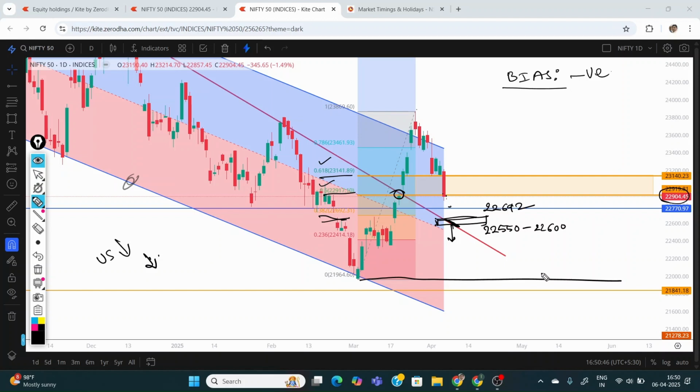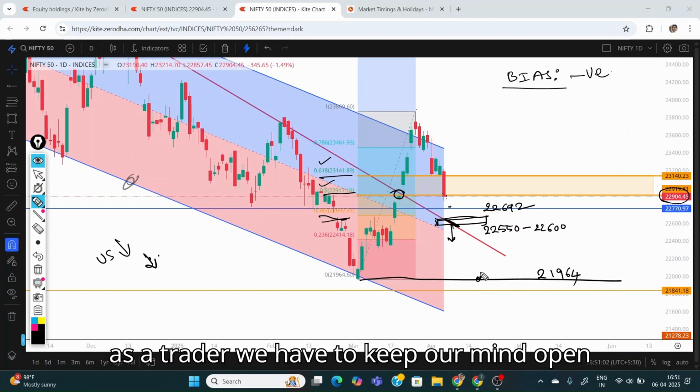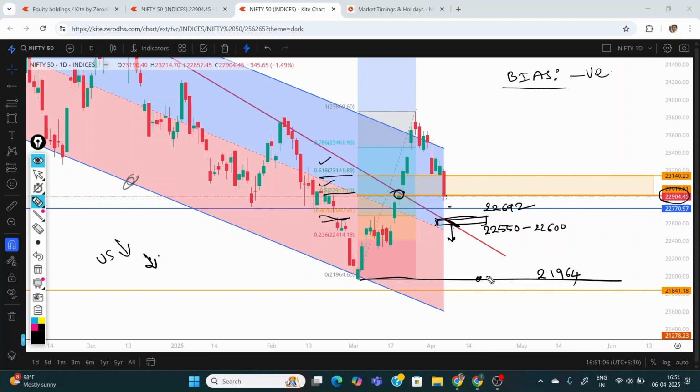Once this level is breached and Nifty starts to close below this line, the testing of the previous low, that is 21,964, is imminent. Once this level is tested, we cannot say whether it will bounce or go further. So as a trader, we have to keep our mind open for both possibilities. If it forms a double bottom, then you may expect a correction.